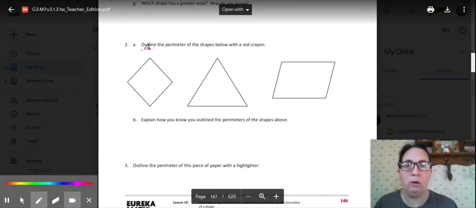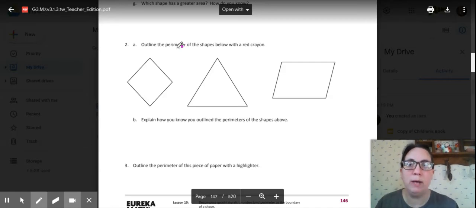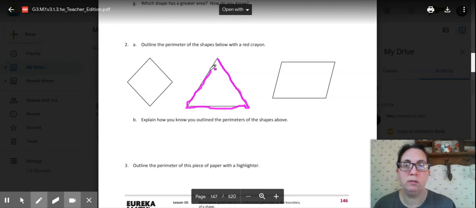It says, outline the perimeter, pardon me. 2A, outline the perimeter of the shape below with a red crayon. Well, this is already pink. So the perimeter is the outside of a shape. So I'm going to outline the outside of this triangle, just like that. So you need to pause the video to outline the perimeter of each of the shapes.